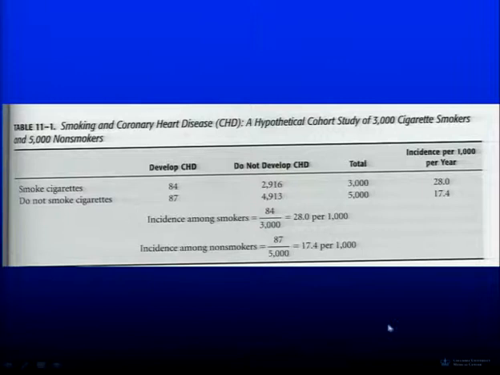So here is an example of 3,000 smokers, 5,000 non-smokers. They were followed forward to see who would develop coronary heart disease. So we can get the incidence among the smokers. It's 84 per 3,000 or 28 per 1,000. Incidence among non-smokers, it's 87 per 5,000 or 17.4 per 1,000. So if we wanted to calculate a relative risk for this, what would we use? The relative risk for smoking and developing coronary heart disease. What numbers from here would you use? Right, so 28 divided by 17.4. So that's going to be about 1.6. And that would be your rate ratio or your relative risk. They're kind of interchangeable, the terms. So everyone see where you get the calculations there?